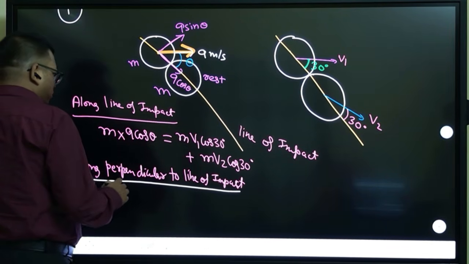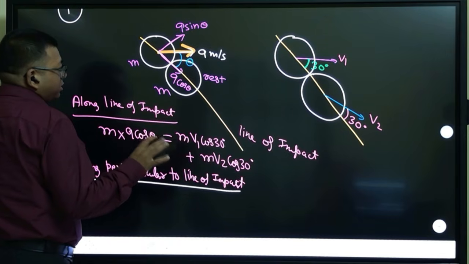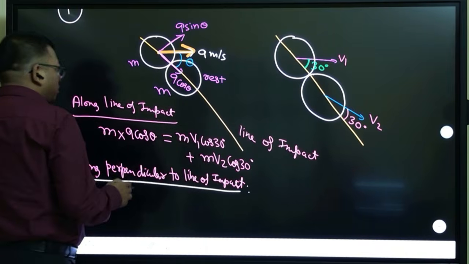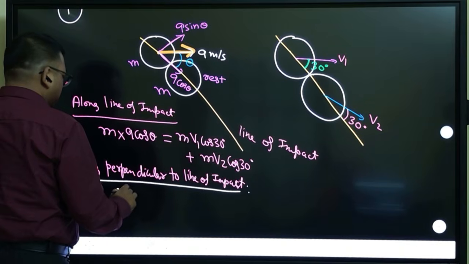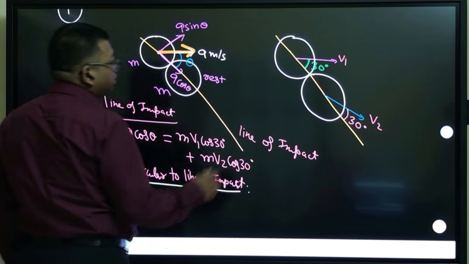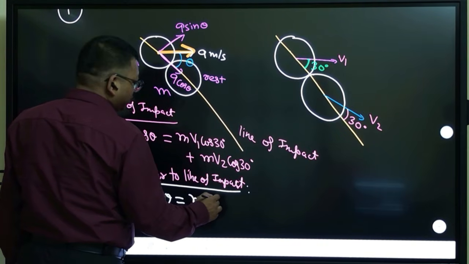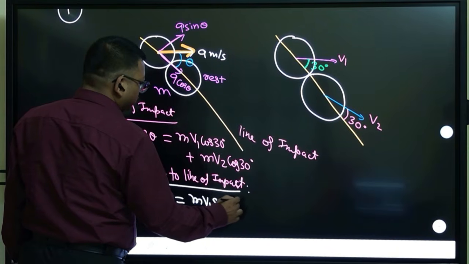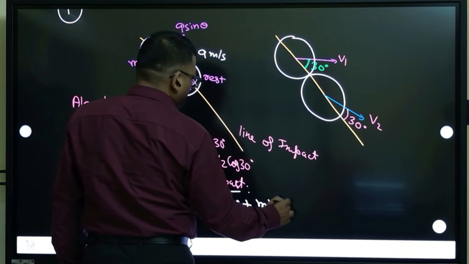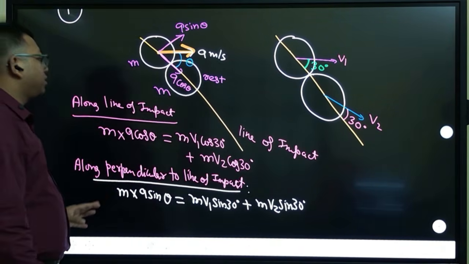Okay. So that means v1, v2 we have to calculate, and what kind of collision it is, that also we need to calculate, whether it is elastic, inelastic, like that. Okay, so perpendicular to that in this direction is m into 9 sin theta, and here perpendicular will be m into v1 sin 30 degree plus m into v2 sin 30 degree. Correct. So we definitely have these two equations.